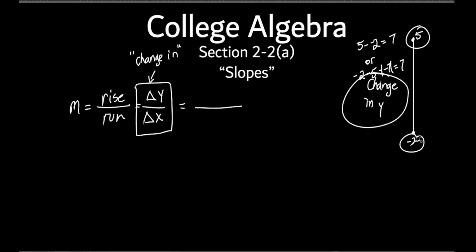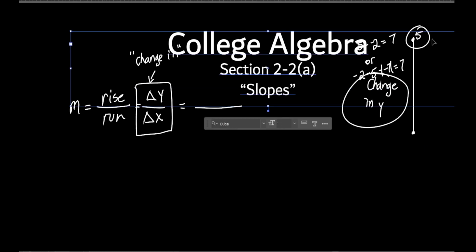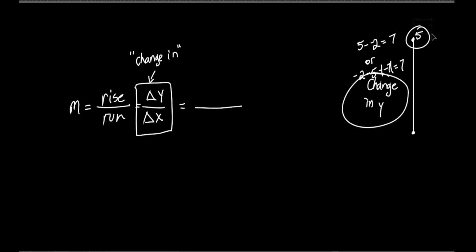Okay, so what if instead of calling this -2, let's get rid of that. Instead of calling this 5, what if I called this point y2, and what if I called this y1? All right, because it's along the y-axis. This is my first y point. This is my second y point. All right. And this is important because you're going to see this a lot when you deal with slope. So what would the change in y be?